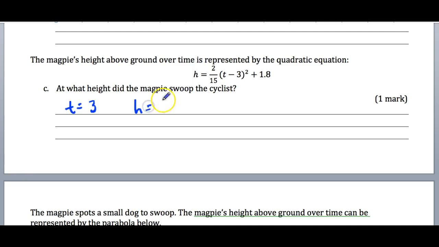So h equals 2 over, and you could do this straight on your calculator, 3 minus 3 squared plus 1.8. Okay, so this 3 minus 3 is 0, 0 squared is 0, then this times 0 is 0, so we're just left with 1.8. So at what height? 1.8, and it's in meters, so just put meters on.